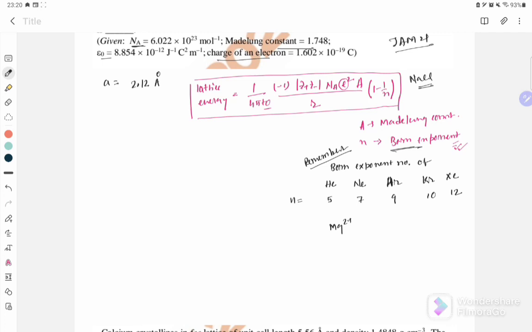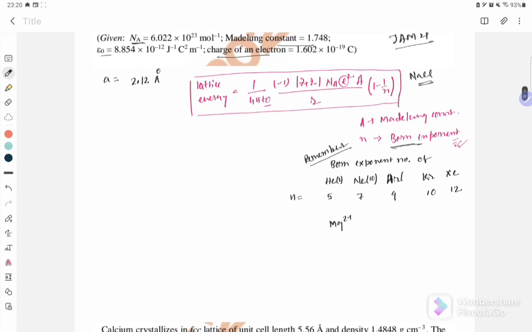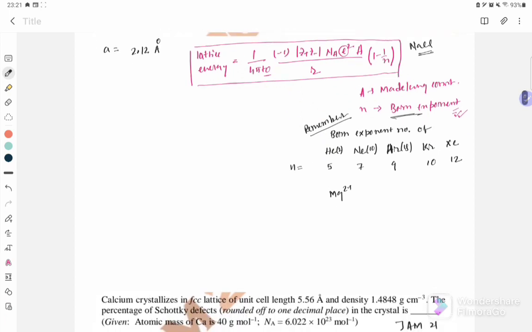So we have to know the number of electrons. The number of electrons of helium is 2, neon is 10, argon is 18, krypton is 36, I think, and xenon is 54. Krypton we don't need in this case.